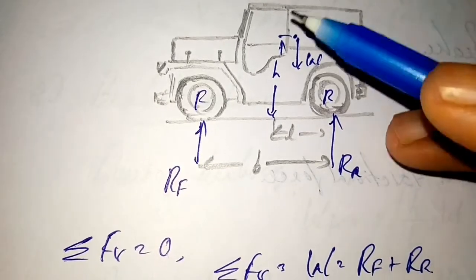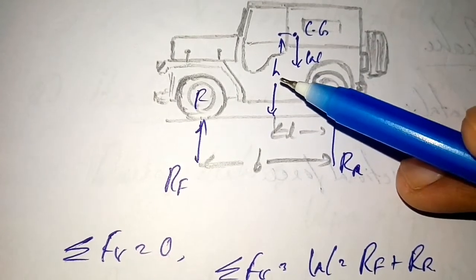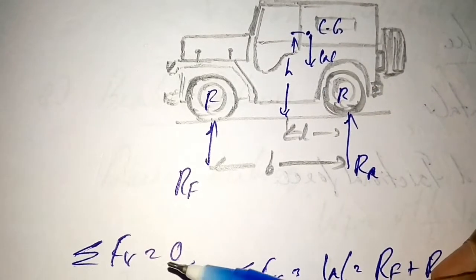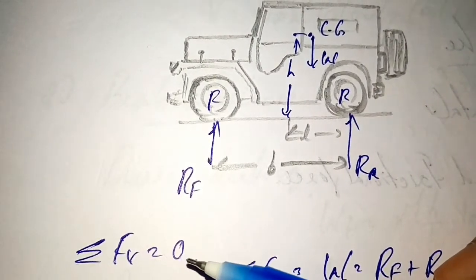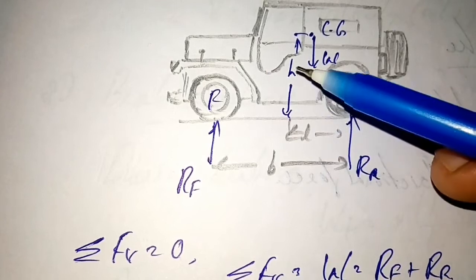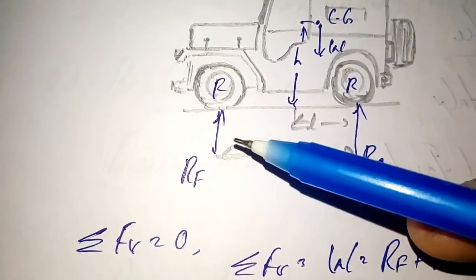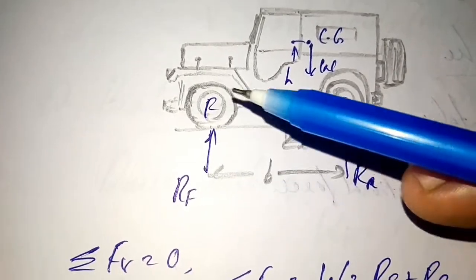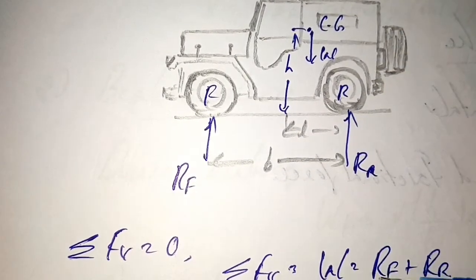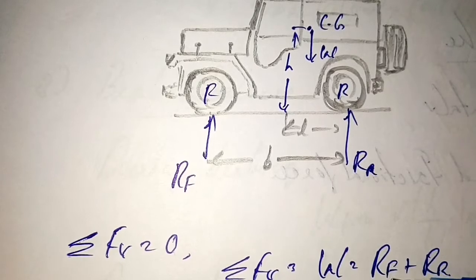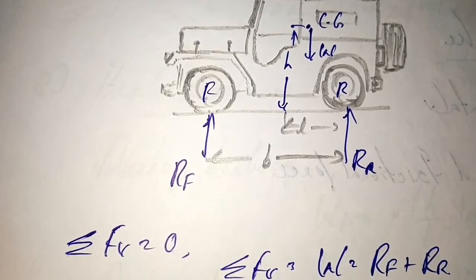For that, first we are resolving the forces vertically, and it is in equilibrium, so sigma Fv is equal to 0 by summing up. So we can write, there are three forces, and the weight of the vehicle W is equally distributed to the front axle as well as the rear axle, so we can write W is equal to Rf plus Rr. Rf is the reaction at front wheels and Rr is the reaction at rear wheels.